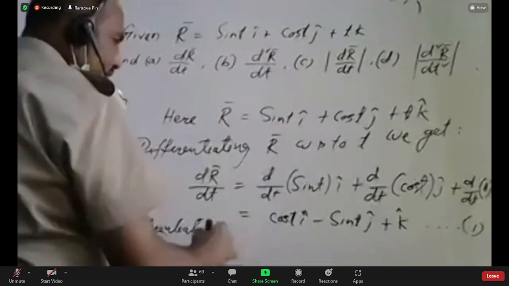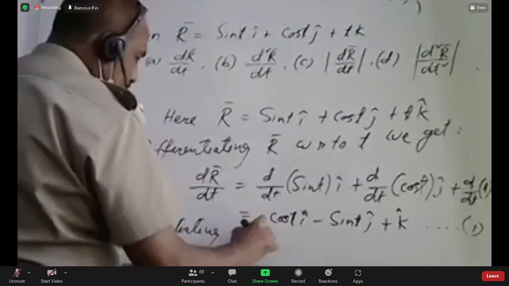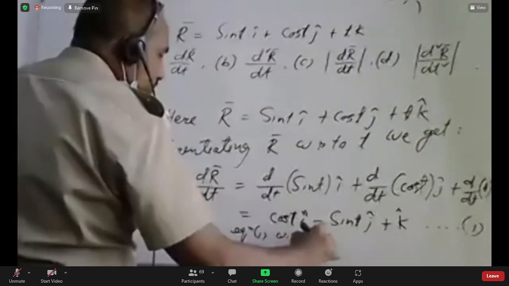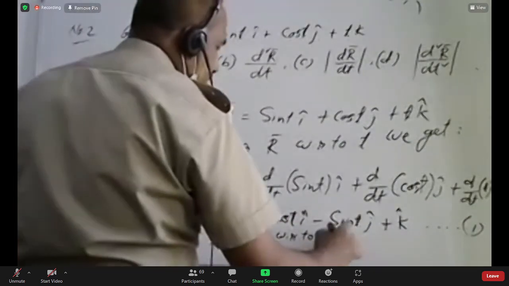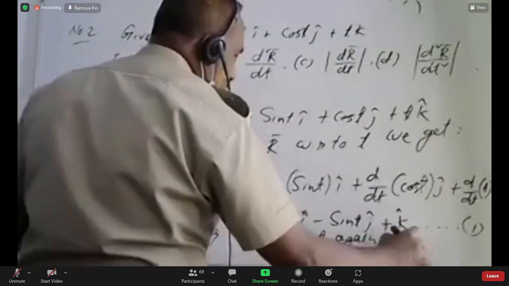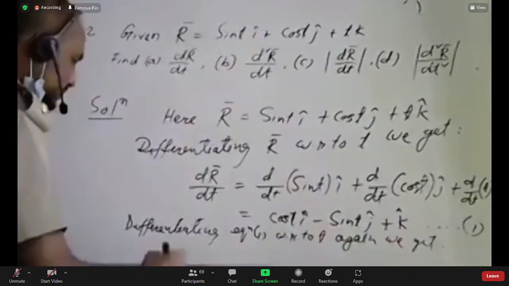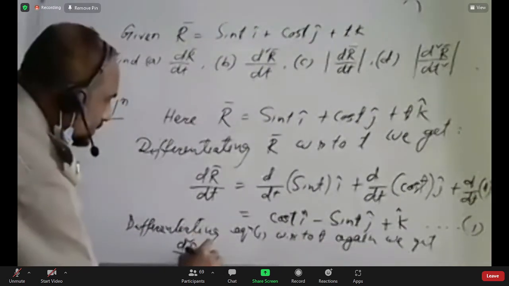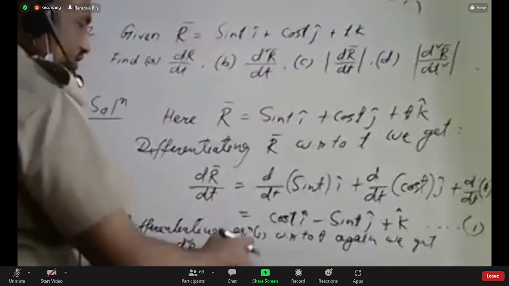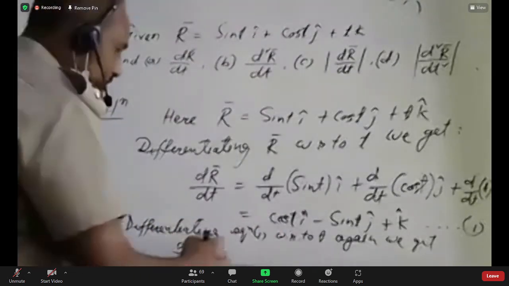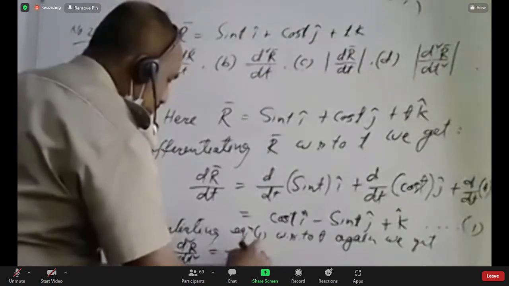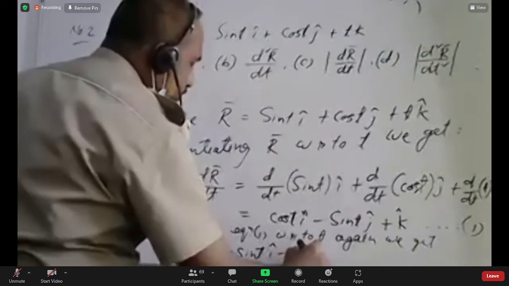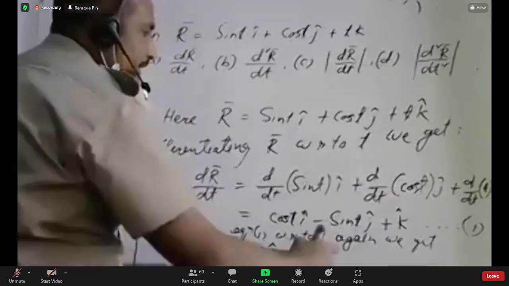Differentiating equation 1 with respect to t again, what do we get? d²r/dt², isn't it? So this will be what? If we differentiate cos t, it will be minus sin t i, and it will be minus cos t j, and this will be what?